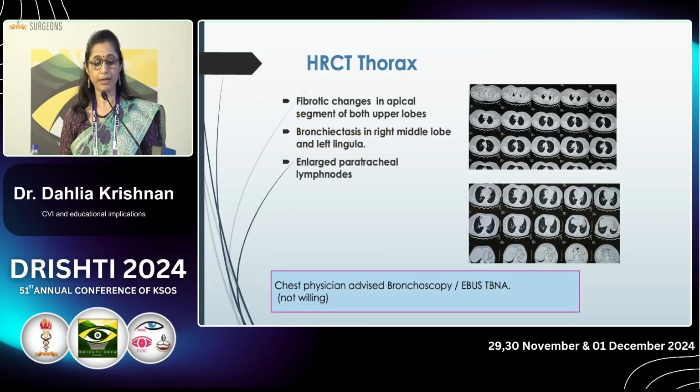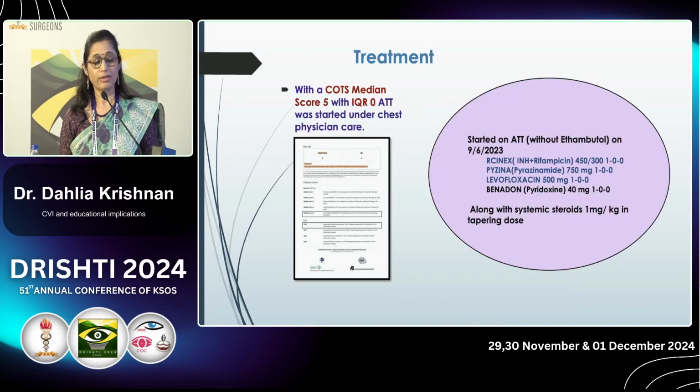HRCT thorax showed fibrotic changes in the apical segment of both upper lobes with bronchiectasis in the right middle lobe and the left lingula. There were enlarged paratracheal lymph nodes. Chest physician consultation was done, who advised bronchoscopy with EBUS TBNA, but the patient was not willing. So with a COTS median score of 5 and an interquartile range of 0, ATT was started under the chest physician's care, with INH, rifampicin, pyrazinamide, and levofloxacin in place of ethambutol because the optic nerve was involved.